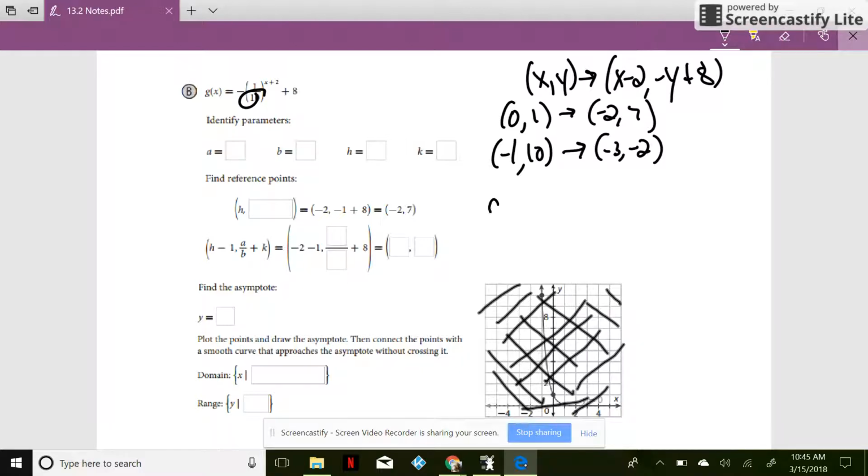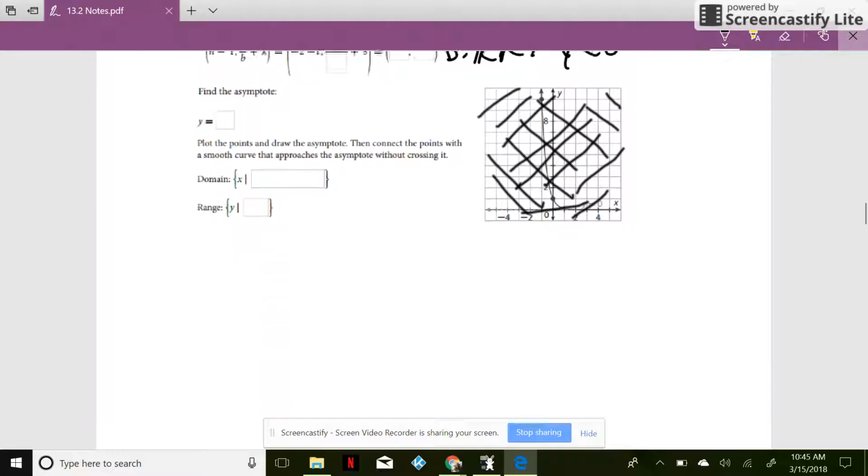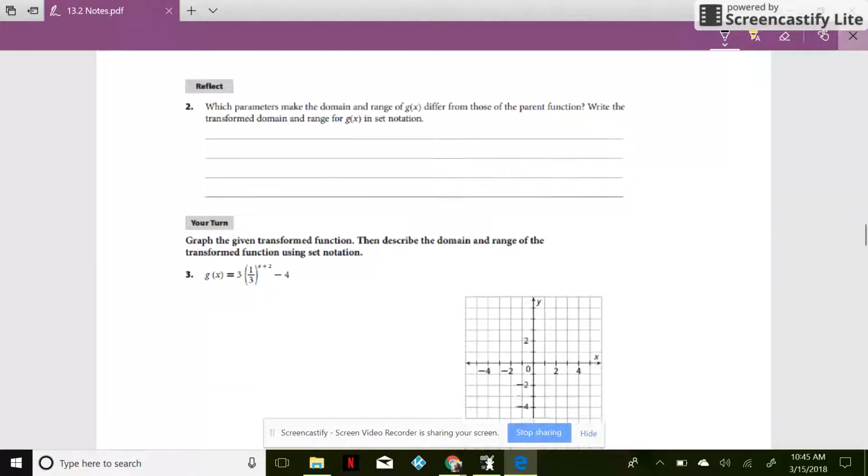So our asymptote would be at y equals 8 because we shifted up. Domain is still all real numbers. And then the range, we did reflect, so y will be less than our asymptote at 8.